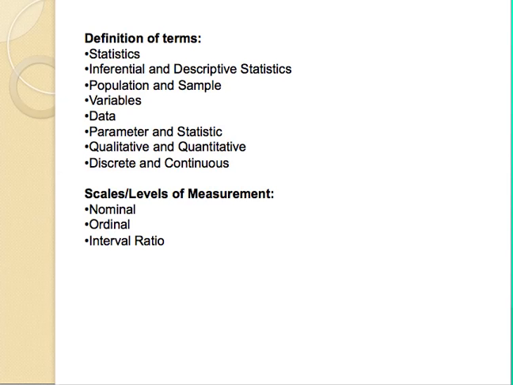At the course readings for week 1 of Econ 1005, we will look at the definition of terms like statistics, inferential and descriptive statistics, population and sample, variables, data, parameters and statistic, qualitative and quantitative data, discrete and continuous data. We'll also look at scales or levels of measurement: nominal, ordinal, interval, and ratio.